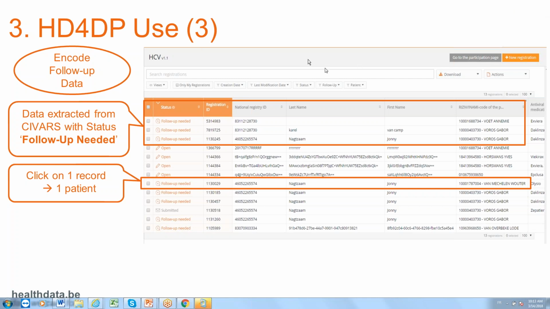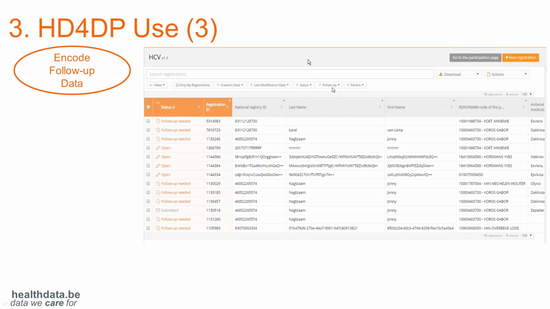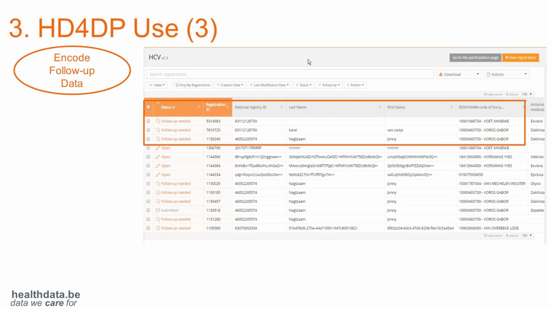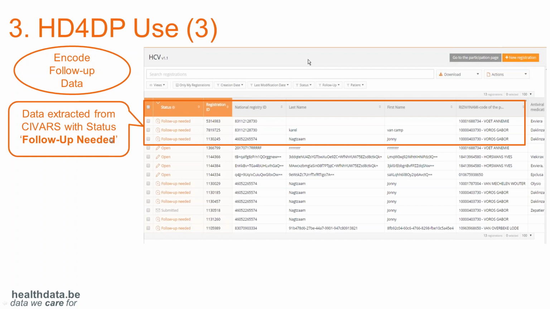Okay. Can you start again from encode? Yeah, sure. No problem. So, encode follow-up data. What is it about? It's focused on records where you have a status follow-up needed. That means that's typically the data extracted from CVARs. So I put some records in on purpose to show that you shouldn't treat records with status open. Only records with status follow-up needed.